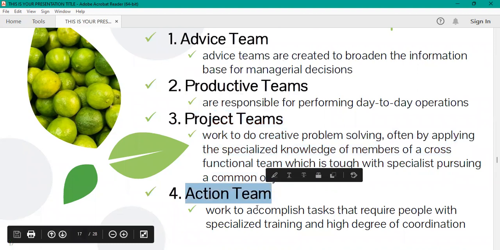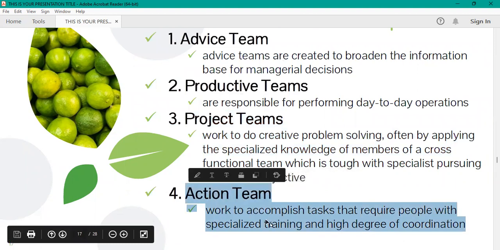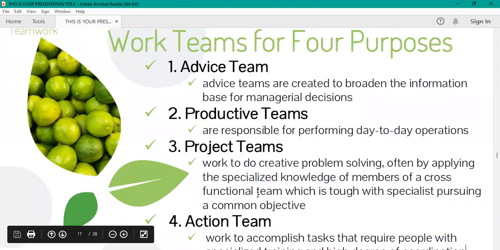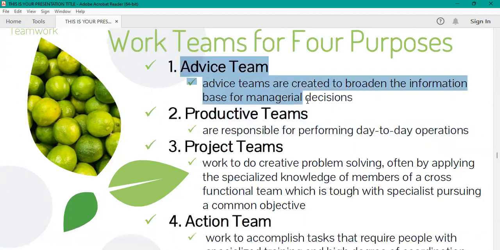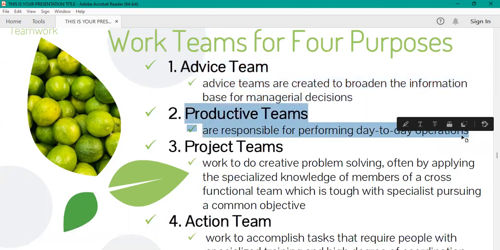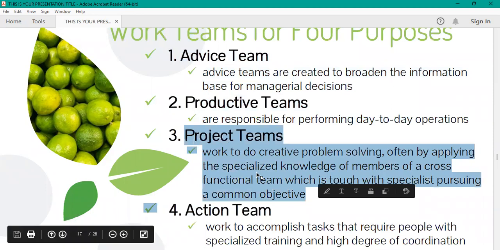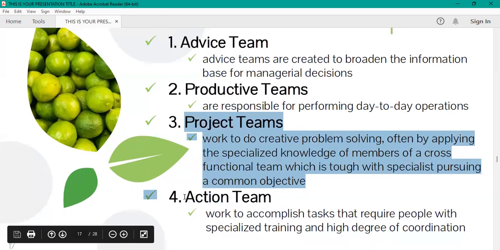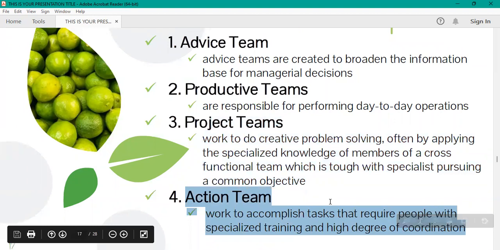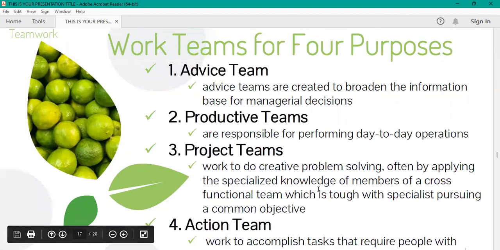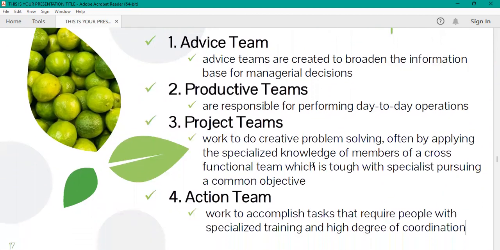Well, an action team works to accomplish tasks that require people with special training and a high degree of coordination, because you need to move on. Action teams are more on specialized training, physical work, and a high degree of coordination. These are just some work teams by purpose. Advice could be a bank. Productive is yourself. Project teams could be your work team. And fourth could be an action team. Those are just examples of work teams by purpose.